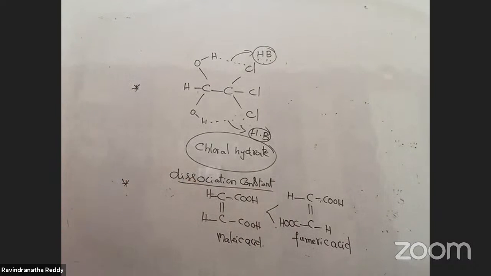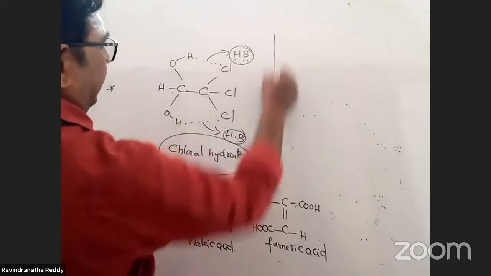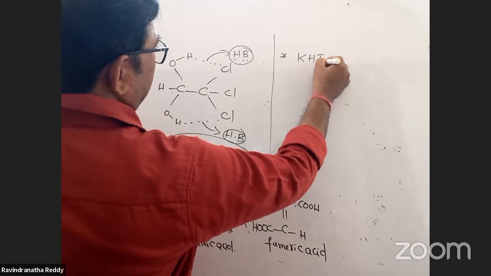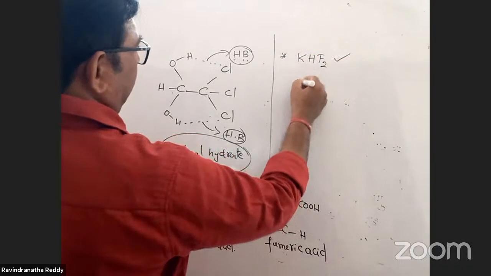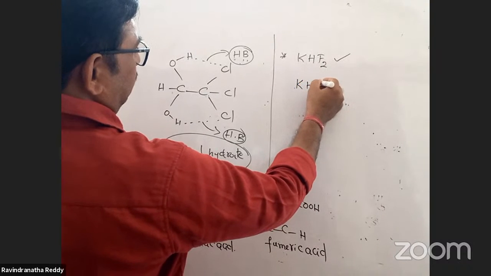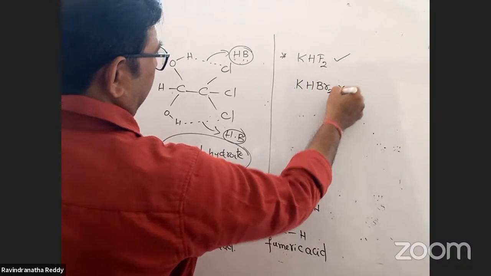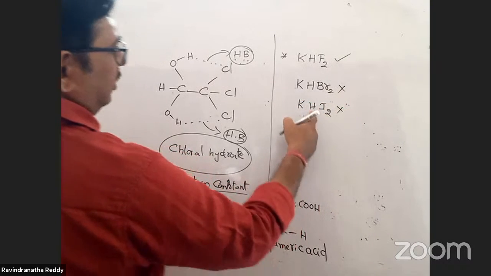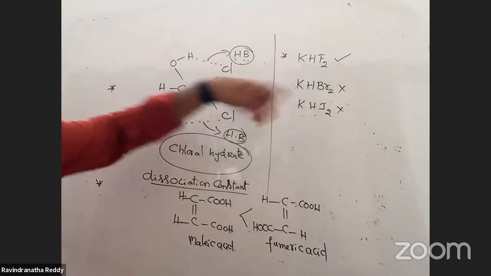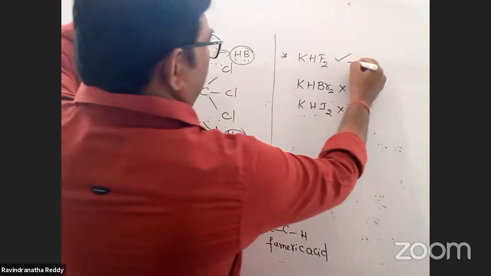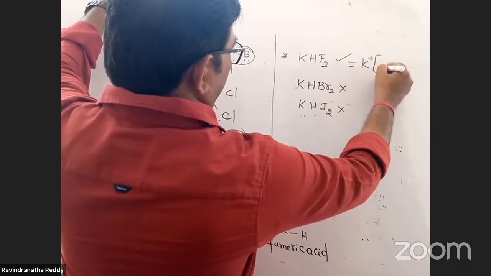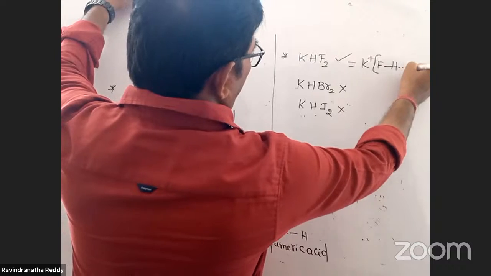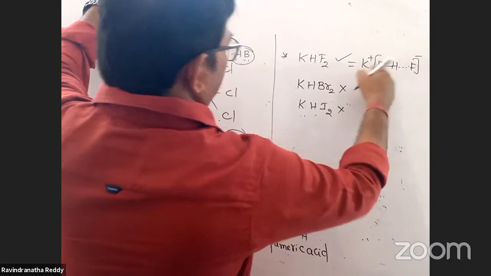So next, we take the next property, KHF2. Is this compound possible or not? This is possible, but KHBr2 is not possible. KHI2 is not possible. What is the reason? Here there is no hydrogen bond, while in this condition hydrogen bond formation is possible. K plus, this one is HF, hydrogen bond to F. This one is KHF2.